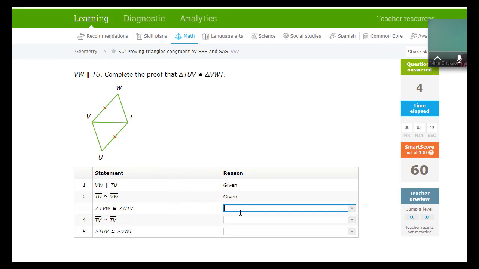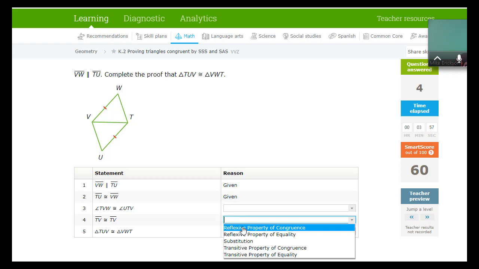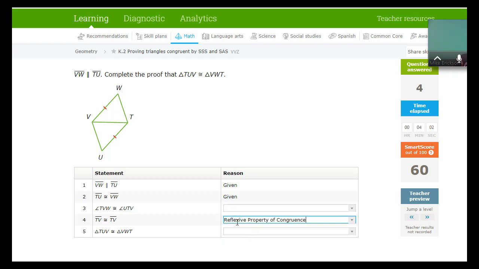Let's see here. Ooh, now I got to come up with more than one reason, so they do get a little more challenging. I do see a shared side, TV and TV. Oh, look at that. There it is right there, TV and TV. That's the reflexive property of congruence. I don't know what the reflexive property of equality is. It didn't say equal. It says congruent right there, so we're going to use congruence.